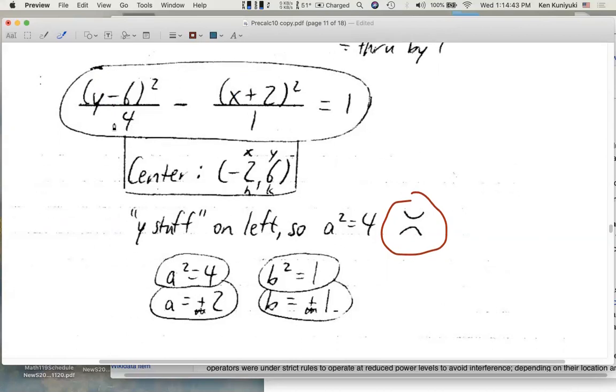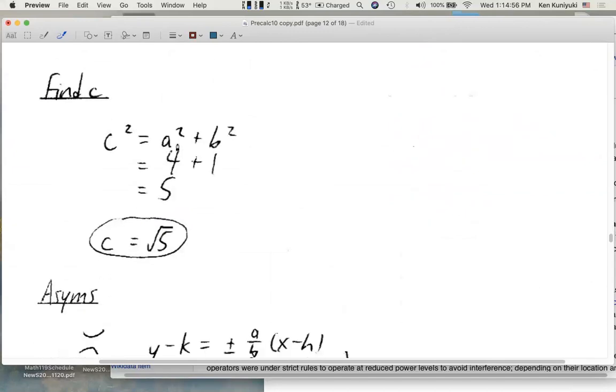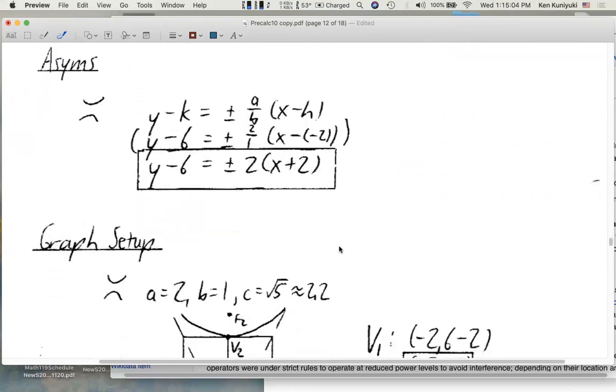All right. a squared is on the left. a squared is 4, so a is 2. b squared is 1, the right denominator, so b is 1. a is 2, b is 1. c squared is a squared plus b squared. We get that c equals root 5. We've talked about asymptotes. You can get their equations.